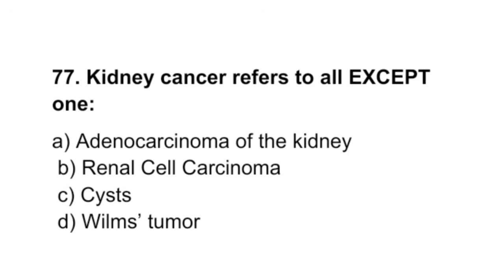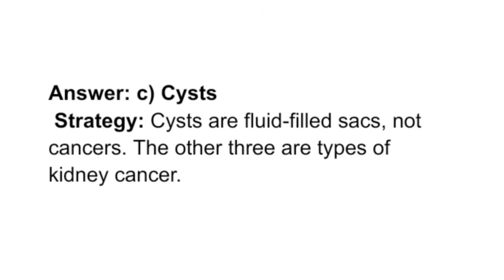77. Kidney cancer refers to all except one. A. Adenocarcinoma of the kidney. B. Renal cell carcinoma. C. Cysts. D. Wilms tumor. Answer: C. Cysts. Strategy: cysts are fluid-filled sacs, not cancers. The other three are types of kidney cancer.